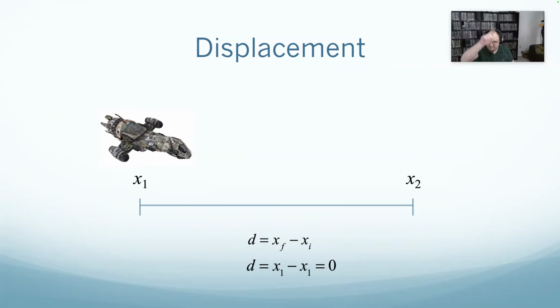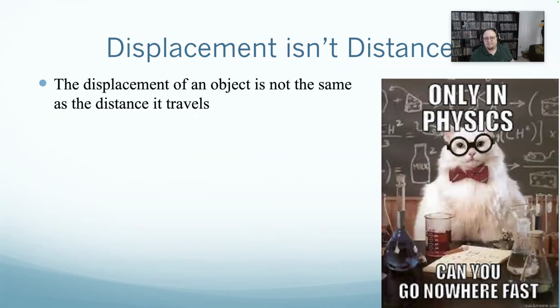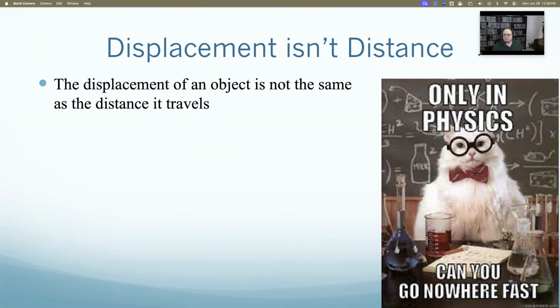I could say the distance it traveled, that big circle. And see, that's the big thing here. Displacement isn't the same as distance. The displacement of an object is just going to be final minus initial. But the distance is the total distance it travels.